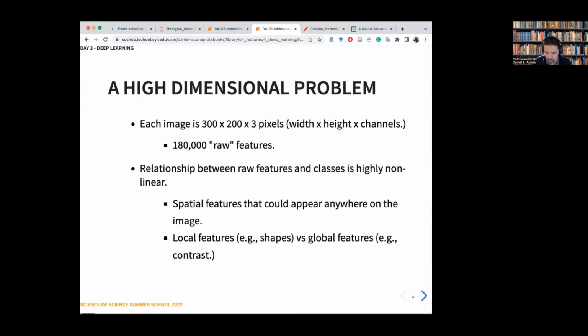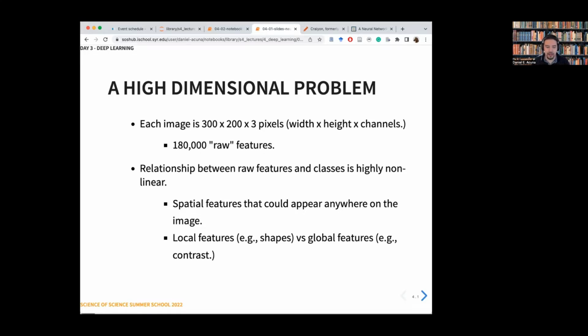However, for a computer, the only thing that the computer sees is pixels, right? In this case, the image is 300 by 200, so 300 width, 200 height, and 3 dimensions, red, green, and blue. And that's what the computer sees. So it sees 180,000 raw features. So we are basically asking the computer to map those 180,000 features into a couple of categories that we can train it to.